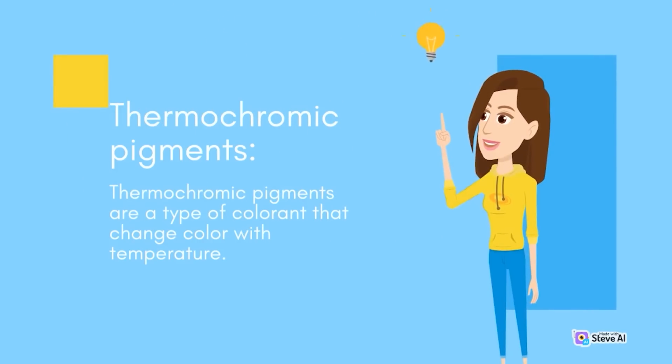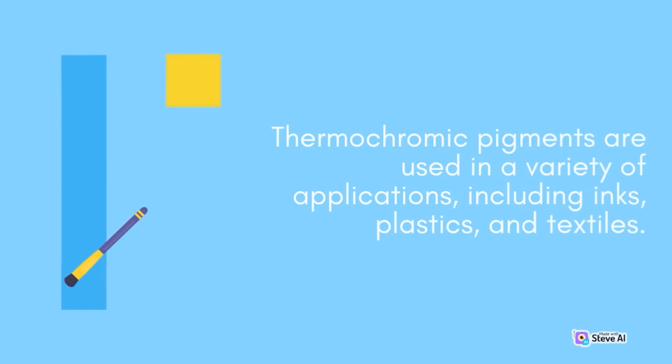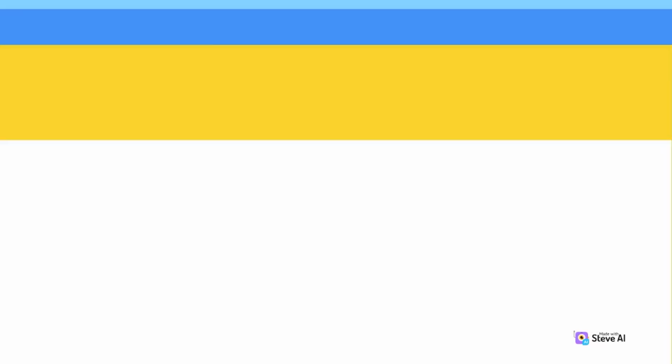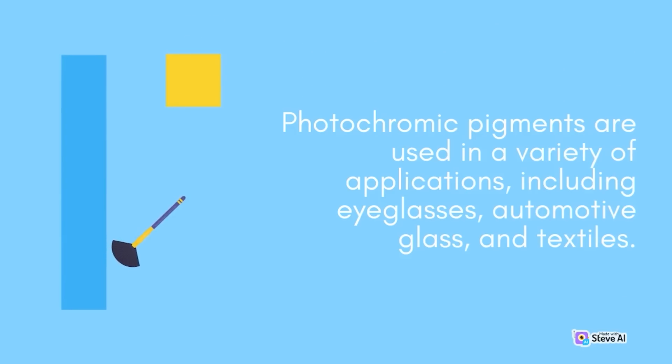Thermochromic pigments. Thermochromic pigments are a type of colorant that change color with temperature. Thermochromic pigments are used in a variety of applications, including inks, plastics, and textiles. Photochromic pigments. Photochromic pigments are a type of colorant that change color with exposure to light. Photochromic pigments are used in a variety of applications, including eyeglasses, automotive glass, and textiles.